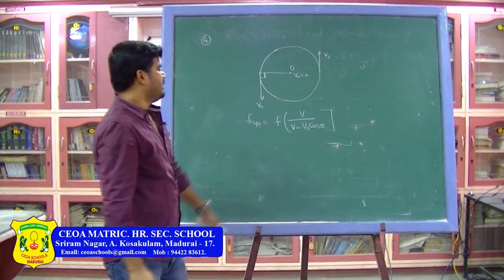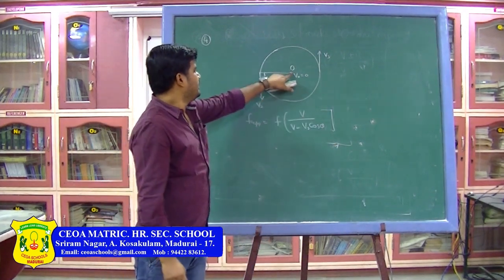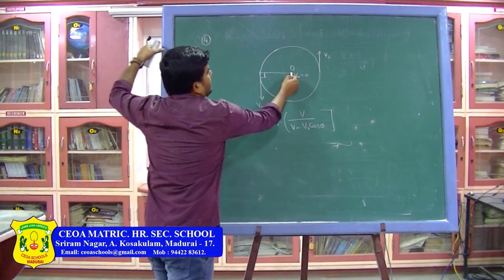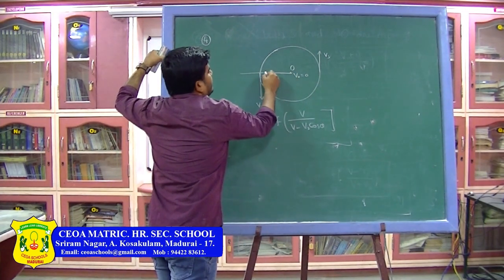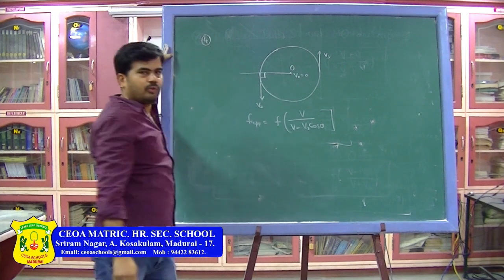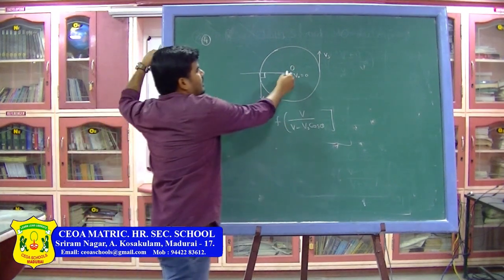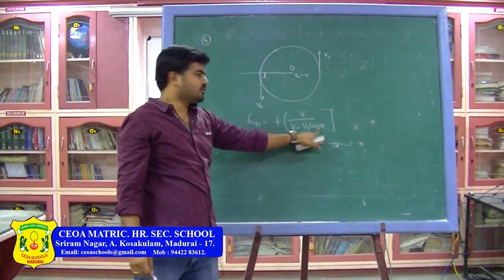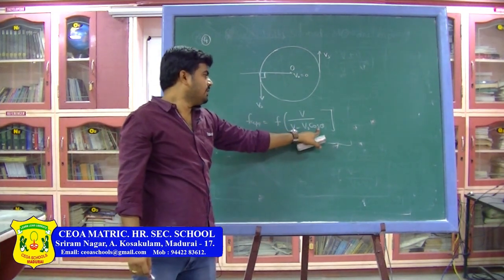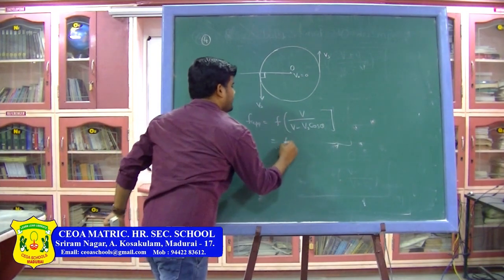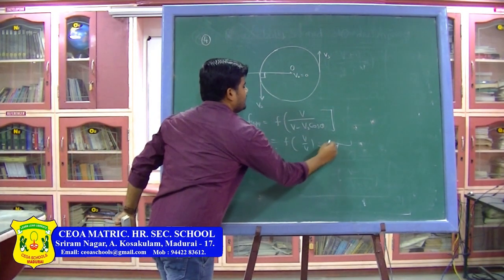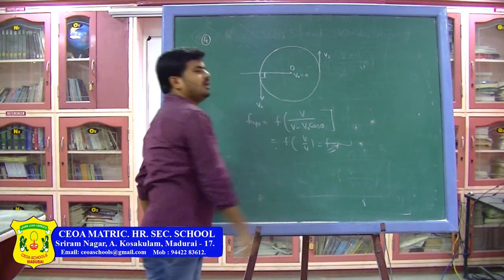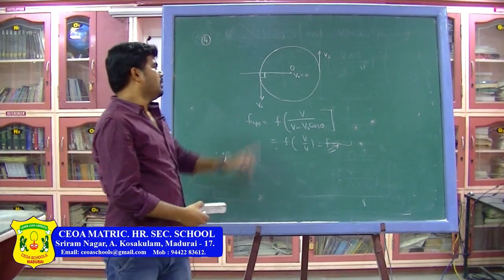So, in this case the angle between the direction of motion of source and the observer, the line of sight, is 90 degrees. So, cos 90 is 0, so Vs cos 90 will be 0. So, it will be f into V by V, that means the observed frequency is equal to the actual frequency, that means there is no Doppler effect.